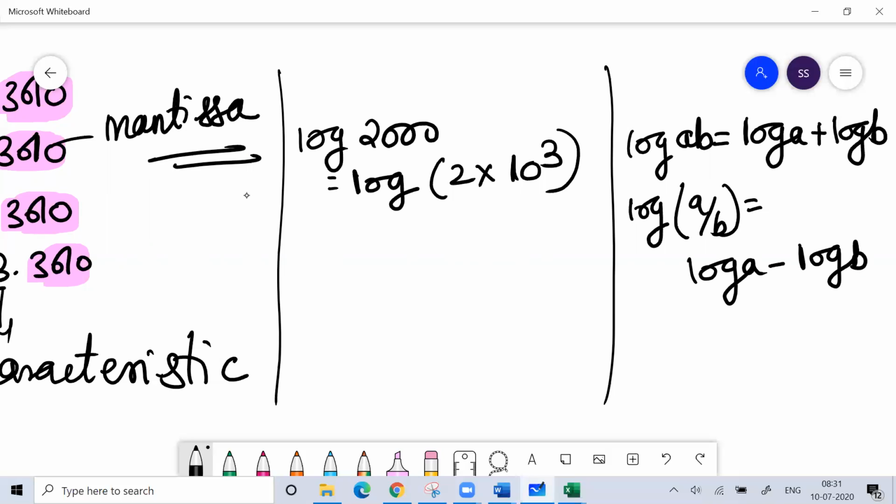Okay, so log of AB is log of A plus log of B. Log of A by B is log of A minus log of B. So if it's a log of a certain number, could you split it up into log A plus log B?